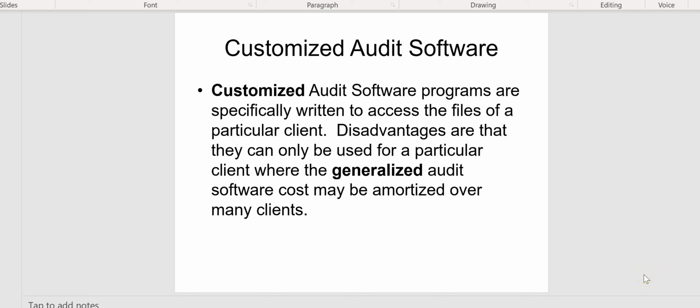There are also customized audit software programs. Of course, there are generalized audit software, but there's customized audit software too, specifically written to access the files of a particular client. So customized versus generalized. The disadvantages of the customized is they can only be used for that particular client, where generalized audit software costs may be amortized over many clients.